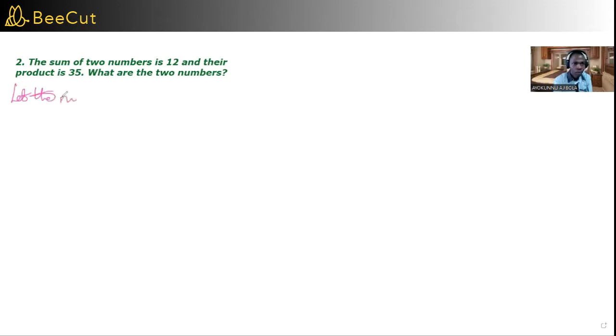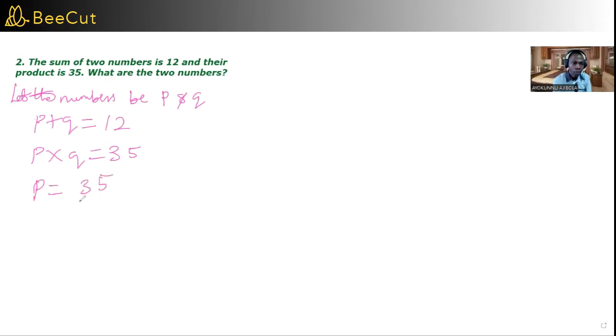P and Q. So P plus Q, according to the question, equals 12, and P times Q, according to the question, equals 35. So again, we can find our P from here. P equals 35 over Q. So you're going to use the value of P now. I'm going to put the value of P into the first equation to find your Q. So what is P now? 35 over Q. You use it to replace P in this equation.